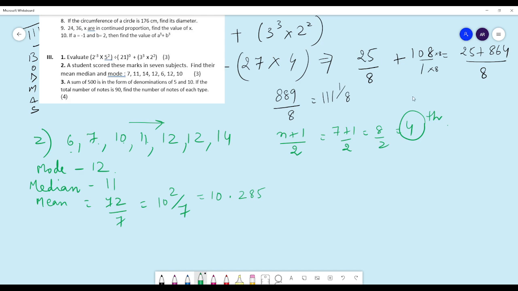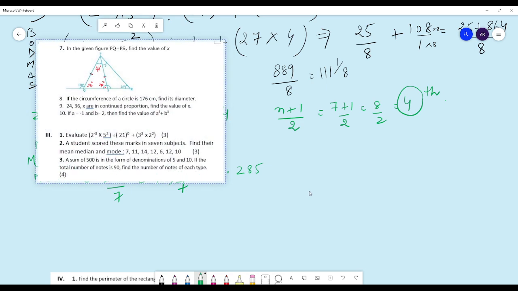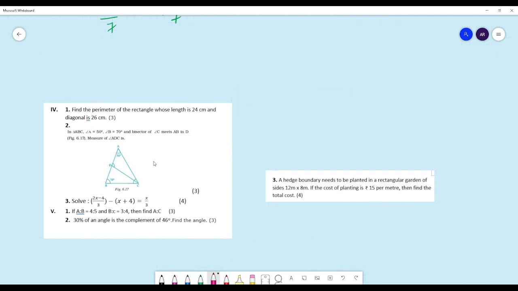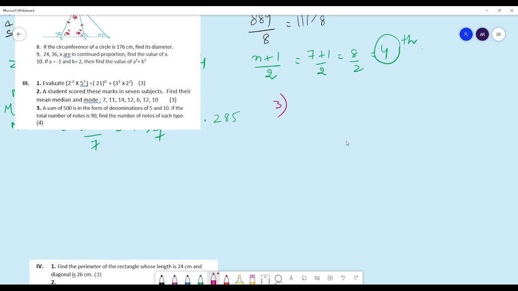Now let us move on to the next question, which is again related to linear equations. Alright, a sum of 500 rupees is in the form of denominations of rupees 5 and rupees 10. So question number 3 over here. So let me push this a little bit down so that we are able to find more space. Okay, so total value is equal to rupees 500, right?